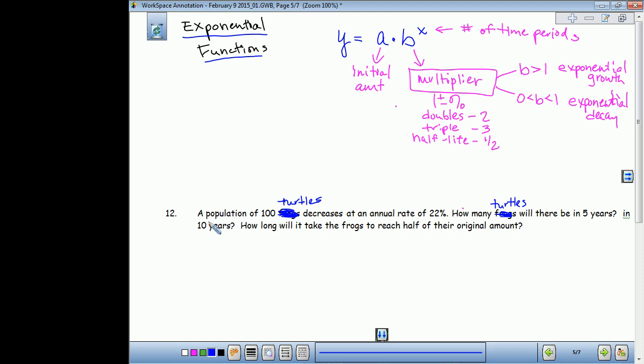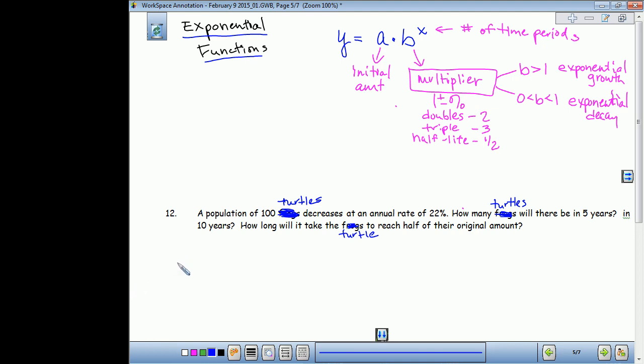All right, a population of 100 turtles decreases at an annual rate of 22%. This is sad because our poor little turtles are dying off. How many turtles will there be after 5 years and 10 years? How long will it take the turtles to reach half their original amount?